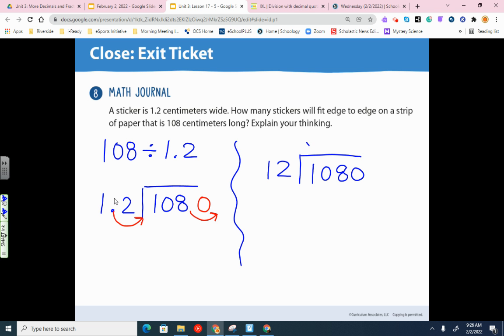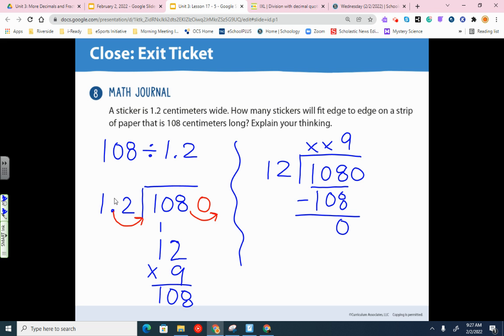I'm looking at 12. It doesn't go into 1 or 0. We need to see if 12 goes into 108. Since I know an 8's in my ones place, I tried 9, and that gave me my 108. However, be careful. Some kids get excited. They see the 0 here, and they think, well, I'm done with the problem. You still have to deal with this 0 over here. And 12 goes into 0 0 times. And that's our remainder. So we can do 90 stickers.